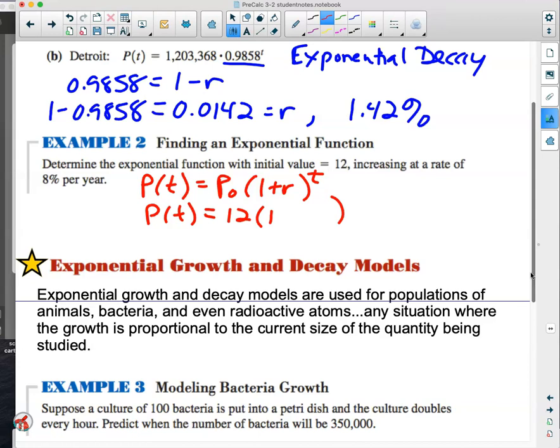There's the initial 100% with the 1 plus, and now we change that percentage of 8% into a decimal, which is 0.08. And this one just said determine the exponential function. So we don't know what the time is. We're just trying to come up with a model. Now we wouldn't leave it like that because we can all do 1 plus 0.08 in our heads, so we need to simplify that.